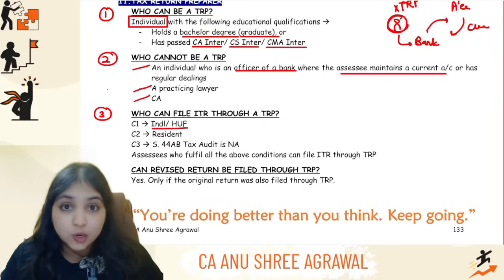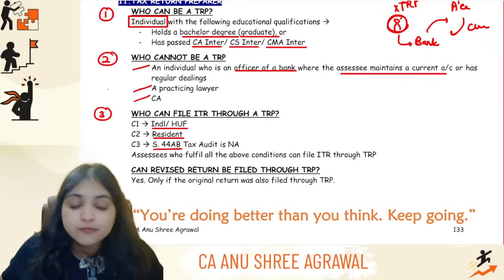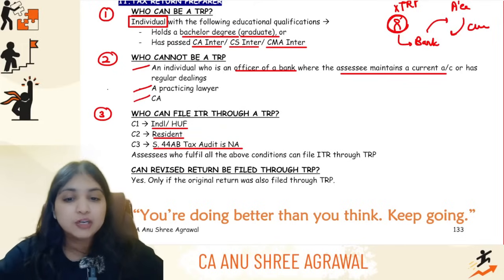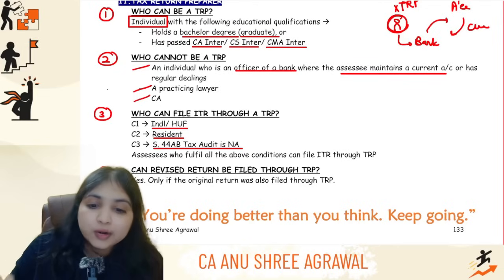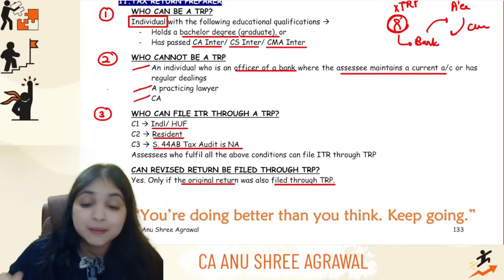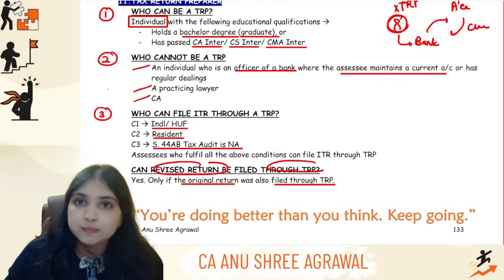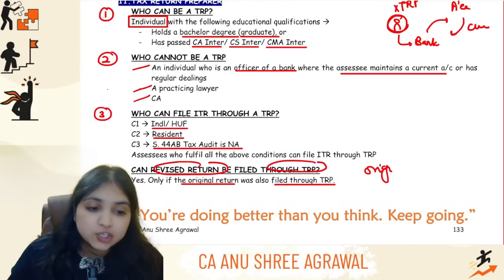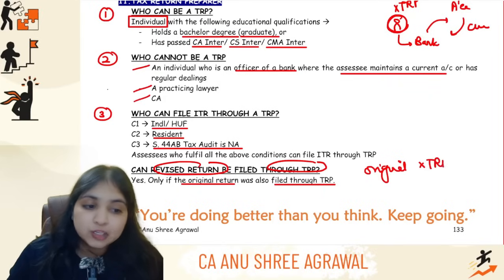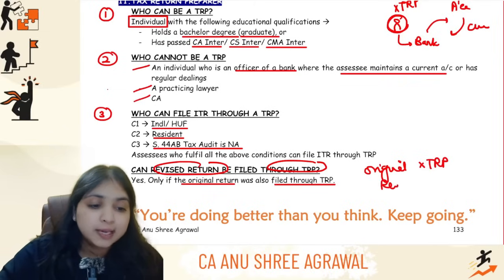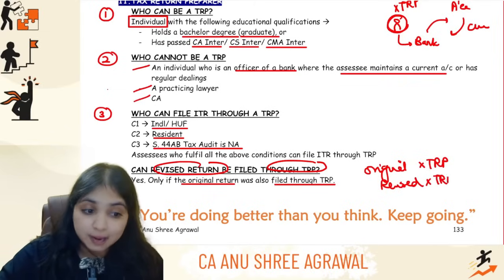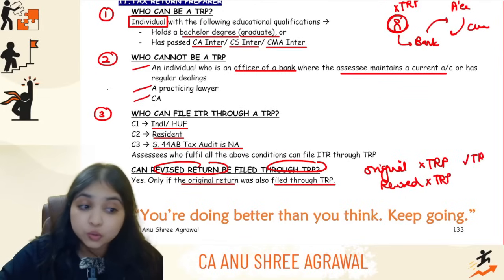Only that individual or HUF who is a resident and for whom 44AB tax audit is not applicable, only such individuals can get their return filed through a tax return preparer. And the last, very important point: if your original return was filed through a TRP, only then can the revised return also be through a TRP. Which means if you yourself filed the original return and not through a TRP, then your revised return also cannot be through a TRP. But if your original return was through a TRP, then your revised return also can be through a TRP.